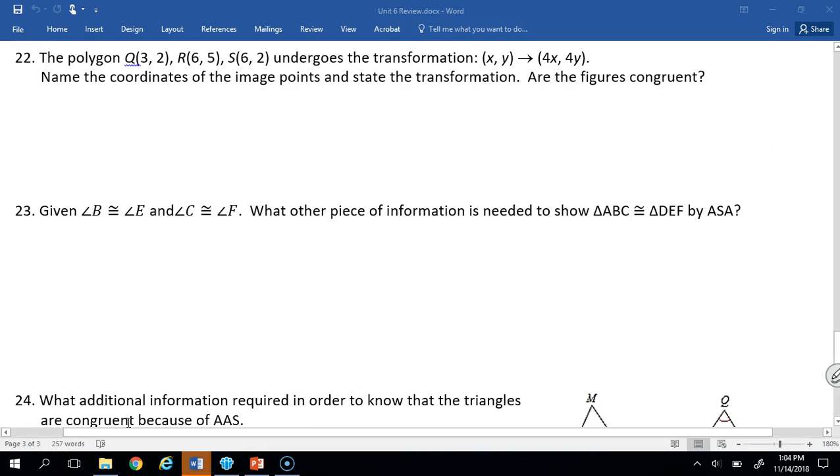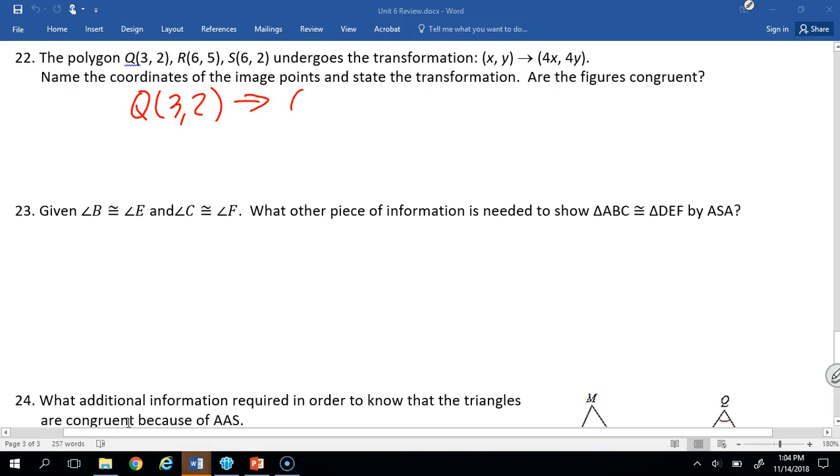So for number 22, it says the polygon Q(3,2), R(6,5), and S(6,2) undergoes the transformation (x, y) goes to (4x, 4y). Name the coordinates of the image points and state the transformation. And then it asks us if the figures are congruent. So first of all, (4x, 4y) means that we're going to multiply every point by 4.